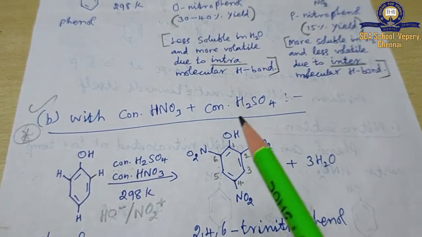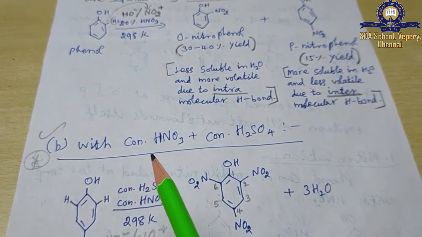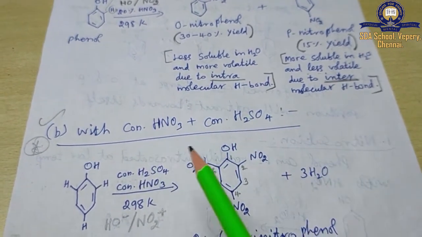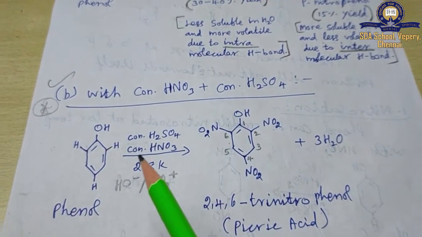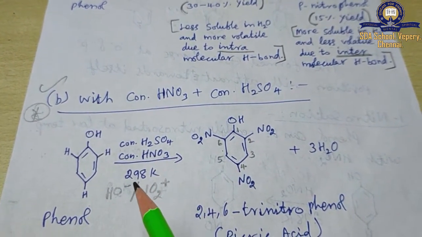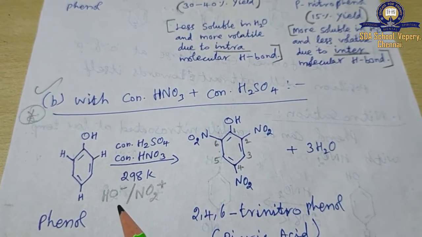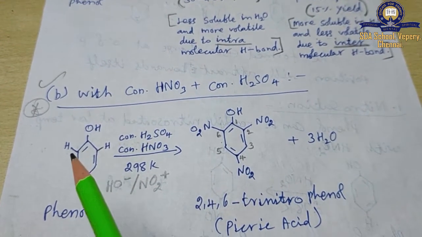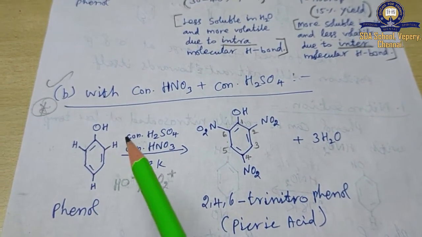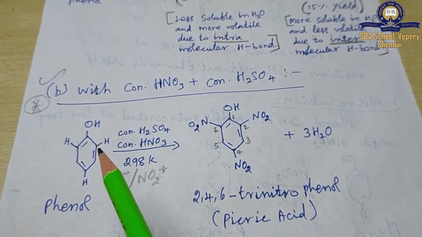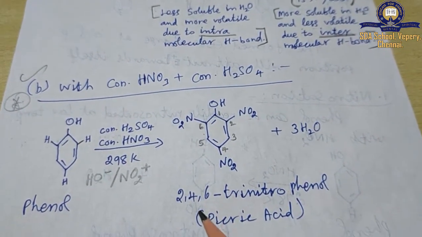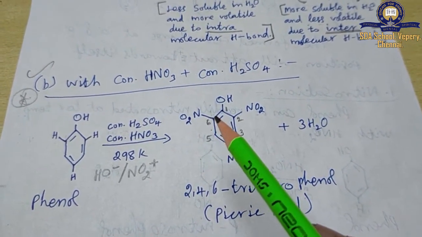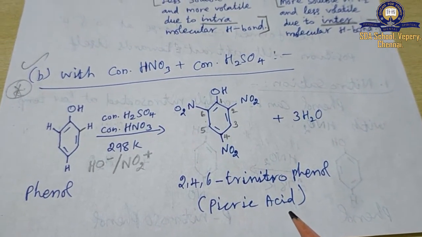Then another case, with another reagent, that is the combination of concentrated nitric acid and sulfuric acid. Usually this mixture is referred to as the nitrating mixture. In the same way, when phenol is allowed to react with the nitrating mixture at 298 degrees Kelvin, the nitric acid ionizes as HO minus and NO2 plus. It attacks the two ortho positions and one para position, eliminating those hydrogens as H plus, and NO2 plus attaches at those positions, giving 2,4,6-trinitrophenol. 2,4,6-trinitrophenol is called picric acid.